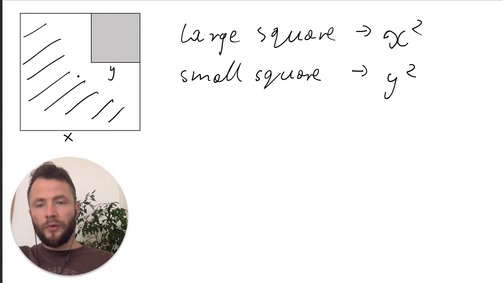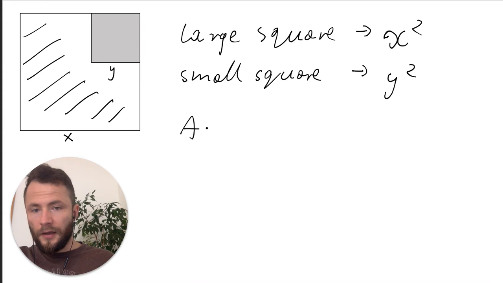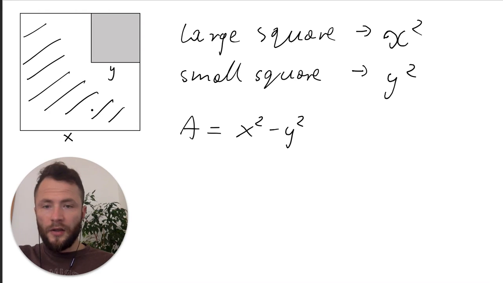And if we want to figure out what is the area of the shaded figure, of this figure here, that area will be simply equal to x squared minus y squared. So that's where this formula comes from, and you can take a look in a little more depth in another video at how this brings us to the difference of the squares formula.